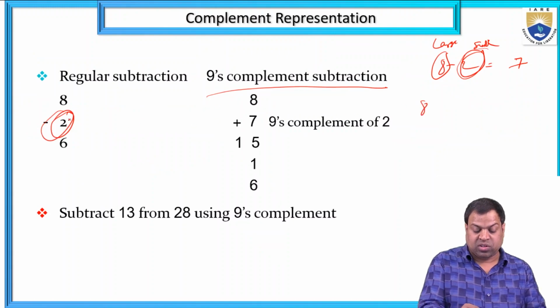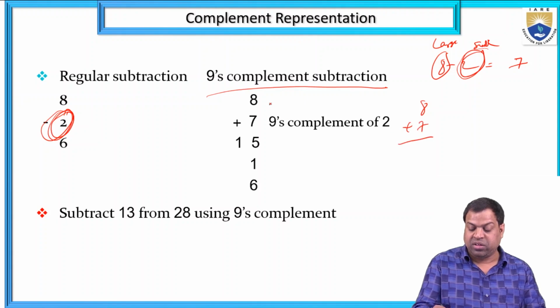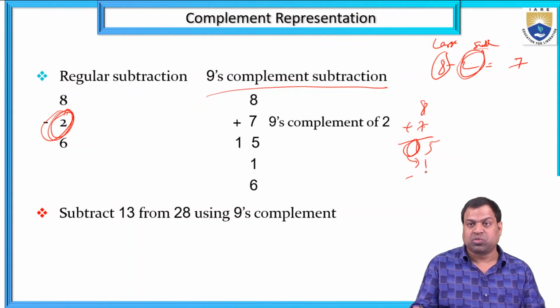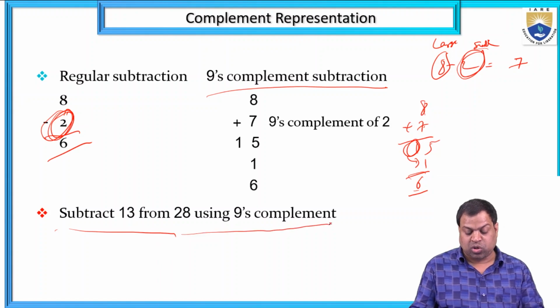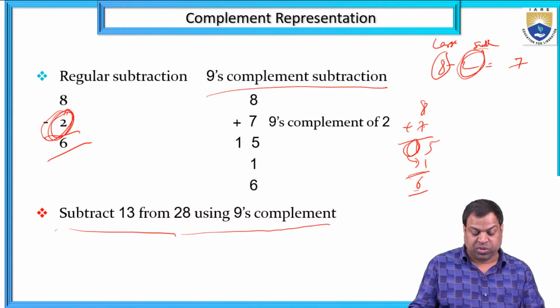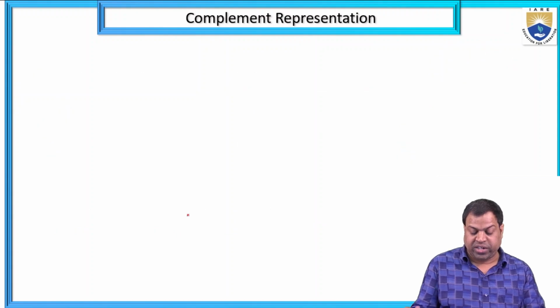So the 9's complement of 2 is 7. We are adding 8 plus 7. How much? 15. Here it was one digit, but I got 2 digits. That is the carry. So I am removing this carry and adding it to this one. 5 plus 1 is now 6. What is regular subtraction? 8 minus 2 is 6. With 9's complement I am also getting 6. Now, subtract 13 from 28 using 9's complement. It is one example. Subtract 13 from 28.